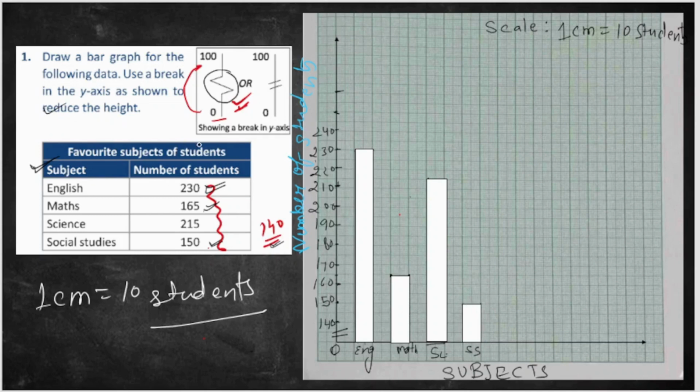We have written the favorite subject of the student. So the heading also we need to write. Okay. So let's write the heading. The heading is what? Favorite subjects of students. It is always necessary to mention the heading of the graph, right? Okay. So now let's move to the next question.